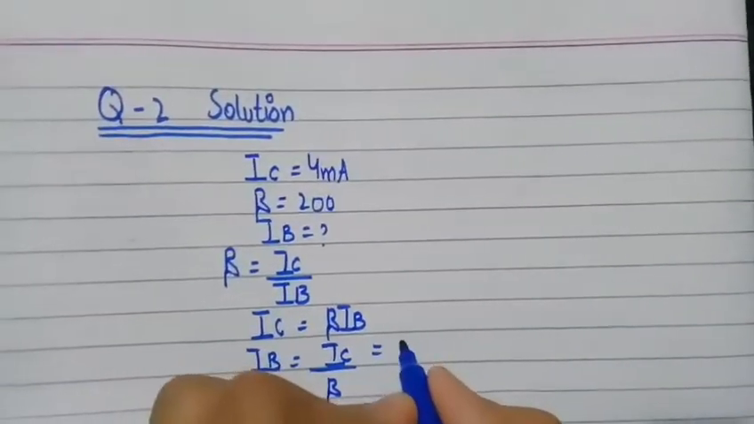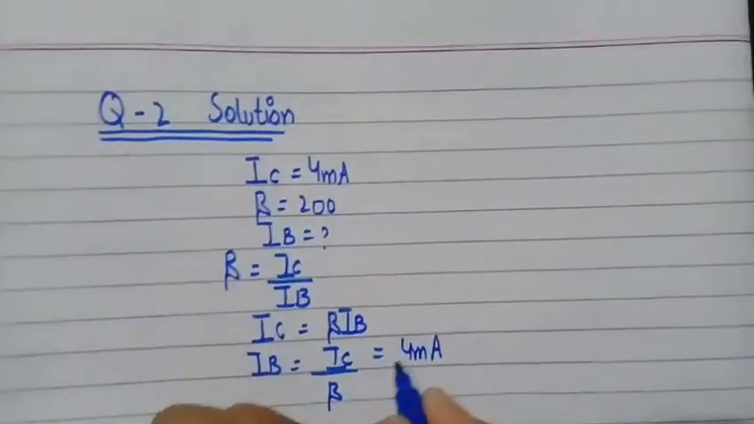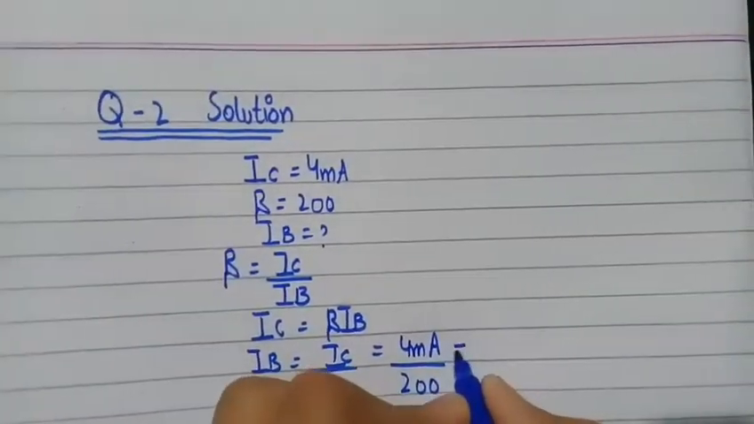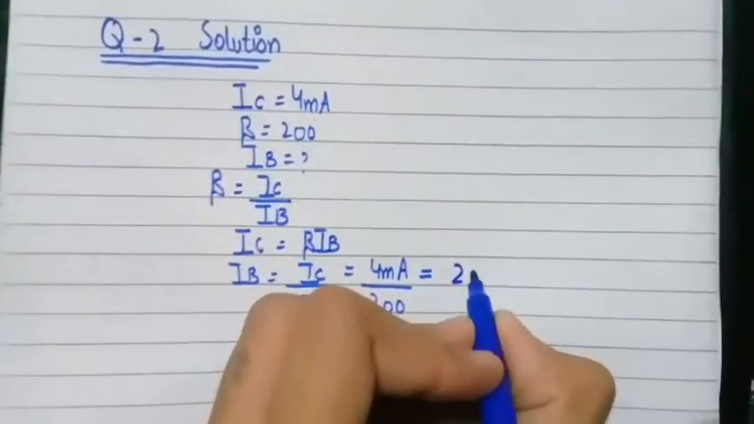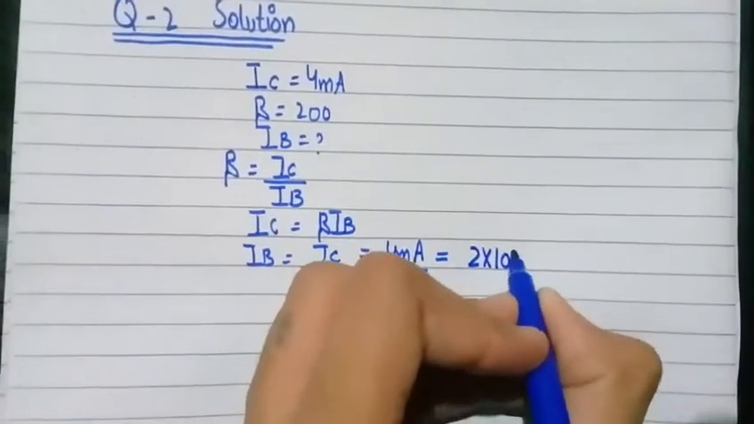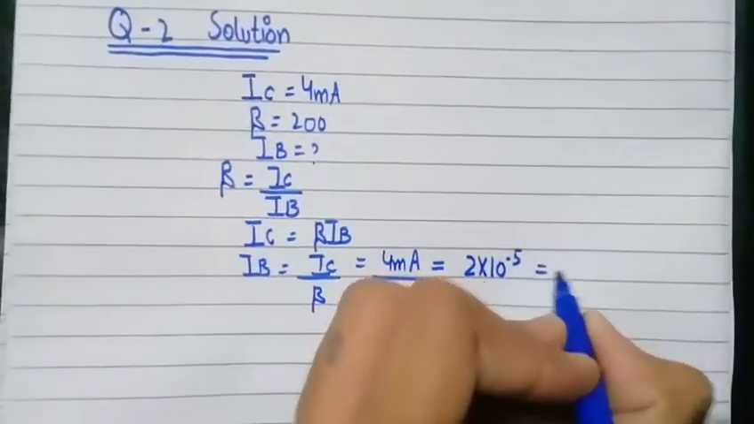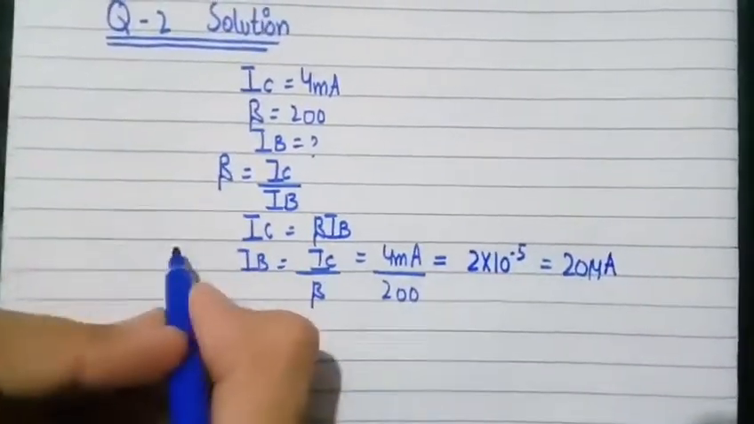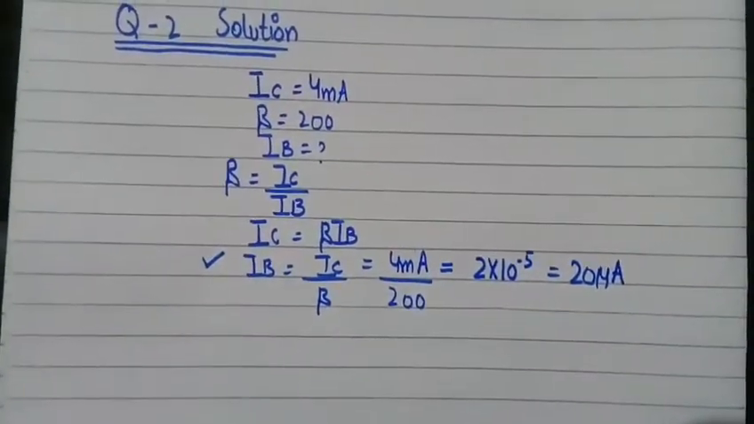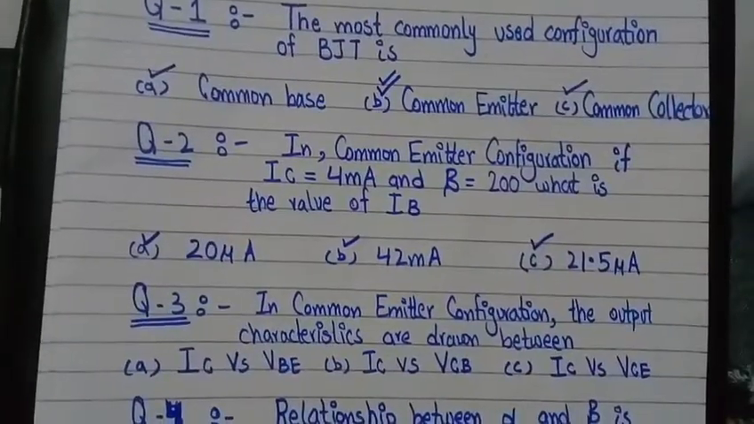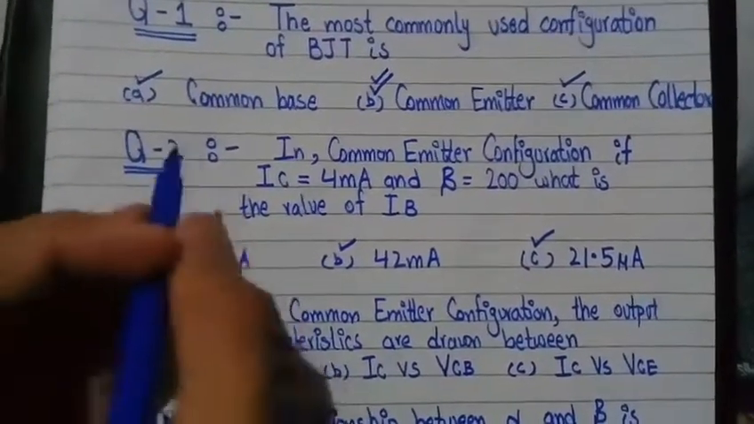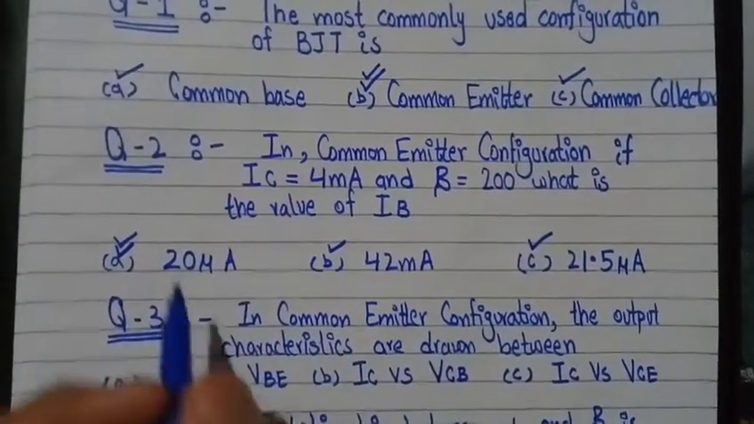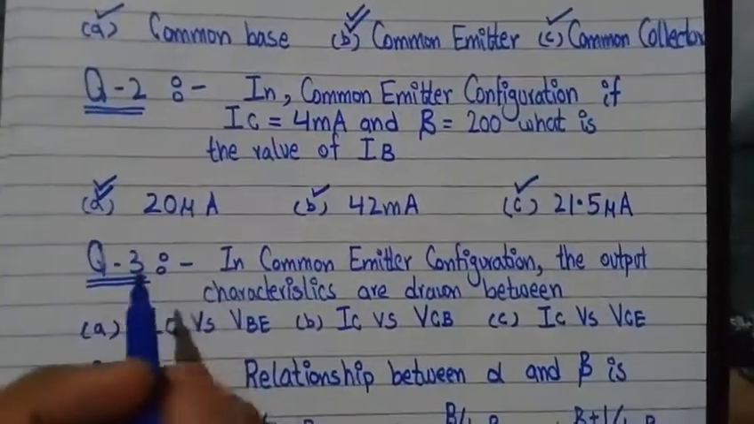So IC is equal to 4 milliamps divided by 200, and the answer will be 2 multiplied by 10 to the power minus 5, which will be equal to 20 microamps. So the value of IB will be equal to 20 microamps. So the answer of question number 2 is 20 microamps. So let's move to question number 3.